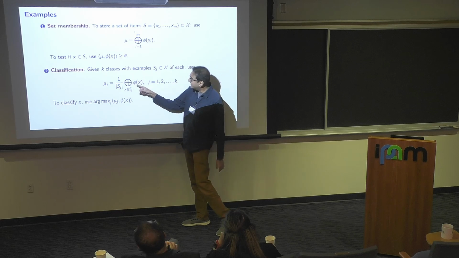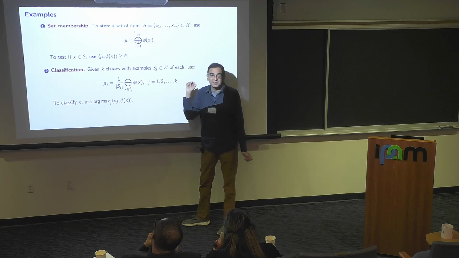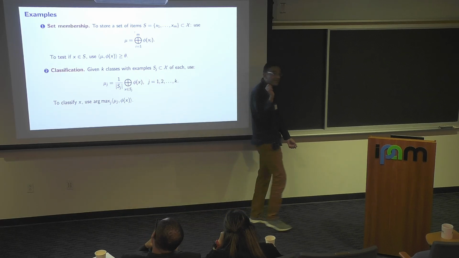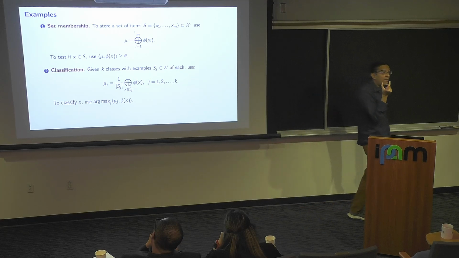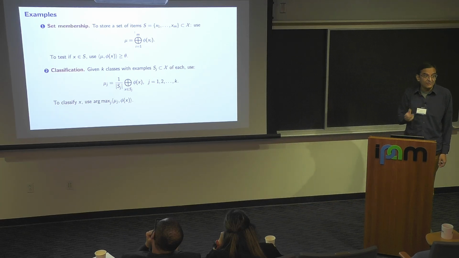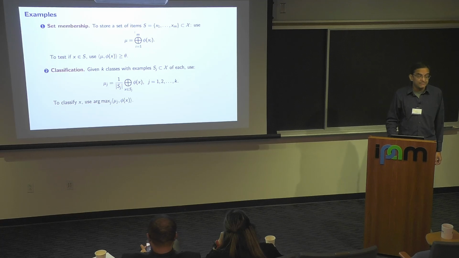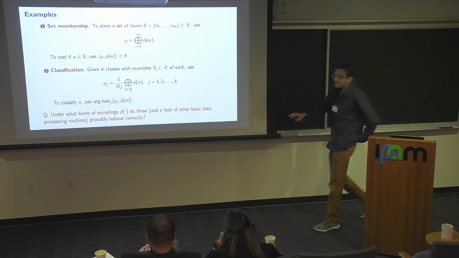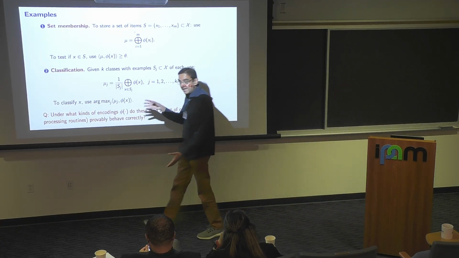And similarly, over here, this is a very simplistic classification scheme. And the question is, what properties do you need for this encoding, for this classification scheme to actually work? So that's kind of the main question in this area.